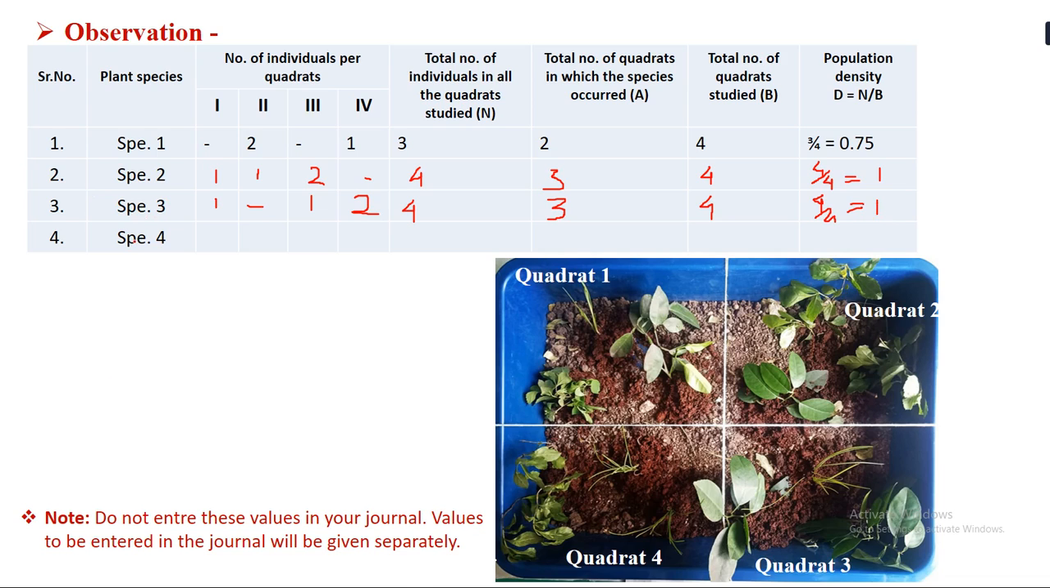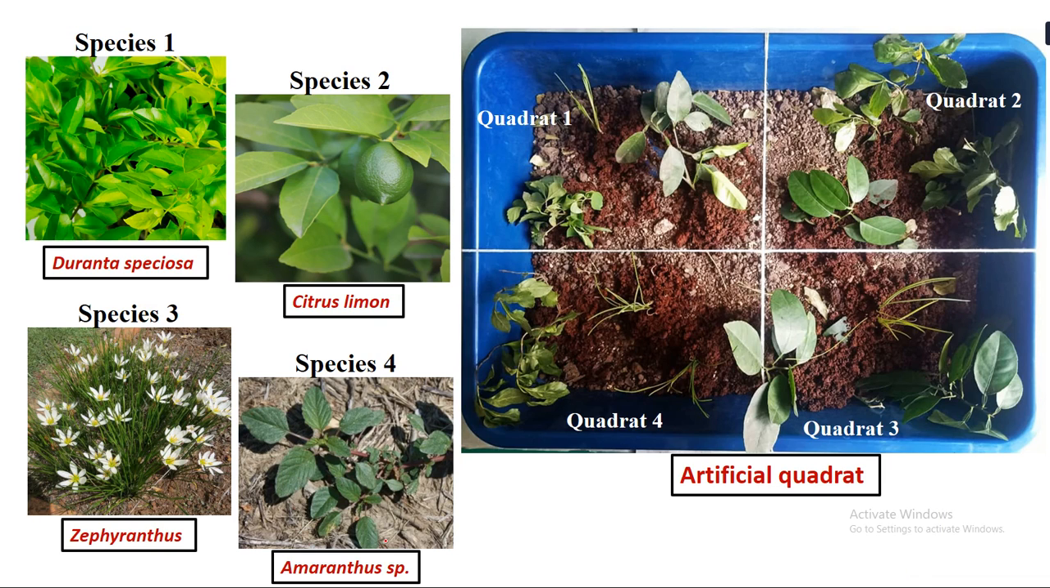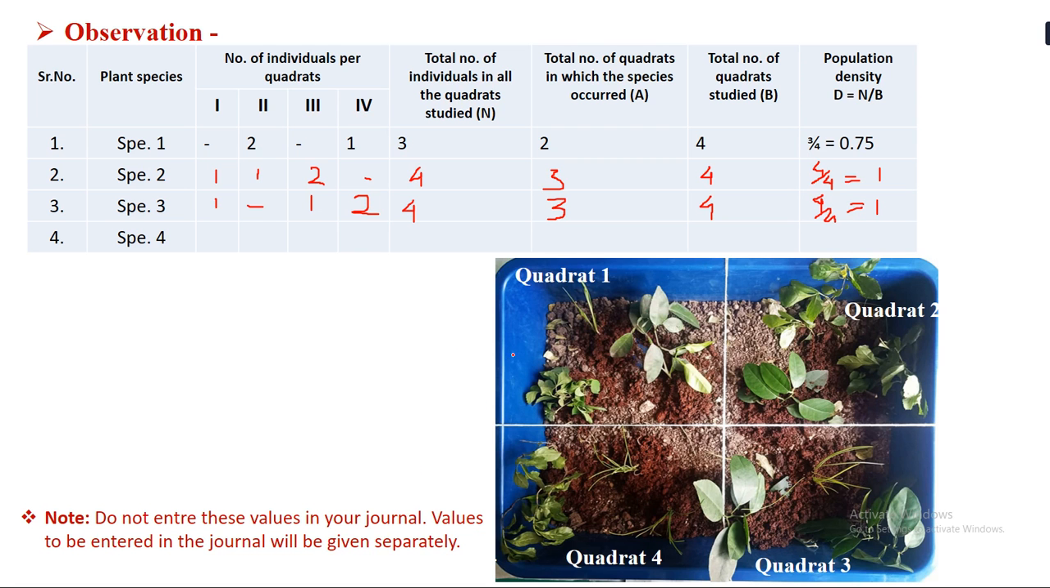Now the fourth and the last species, that is Amaranthus. Now Amaranthus, in the first quadrant, it has grown once. This is Amaranthus, so once. You can see no Amaranthus growing in the second quadrant, so dash. In the third and the fourth quadrant as well, there are no Amaranthus growing, so again I'll put a dash over here. So total number of individuals in all the quadrants that we have studied is only 1.